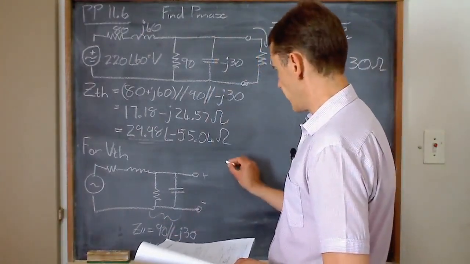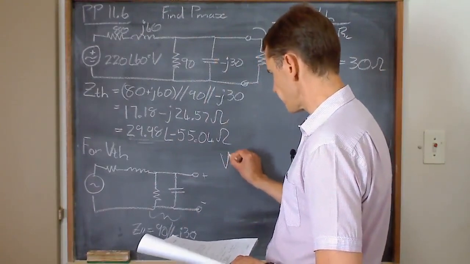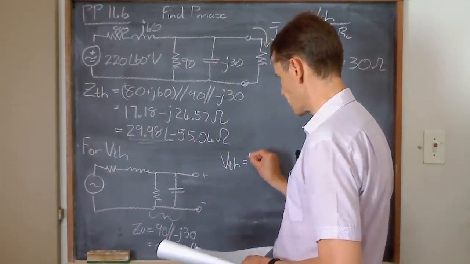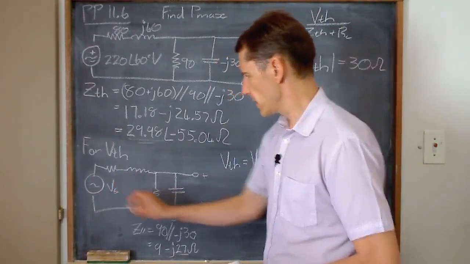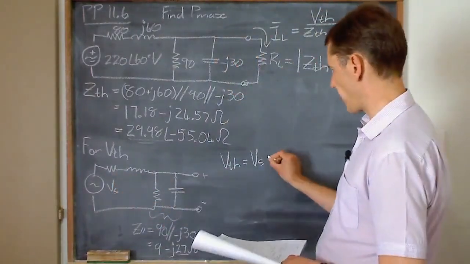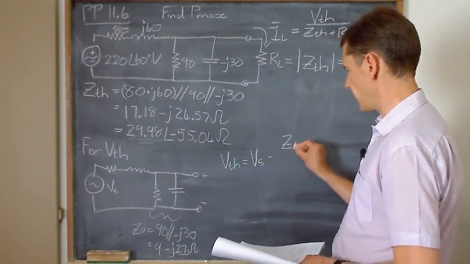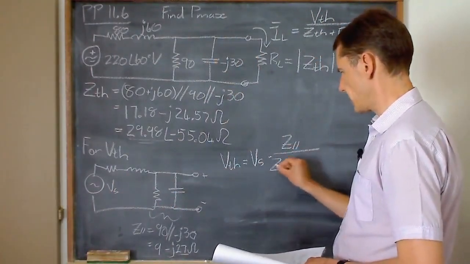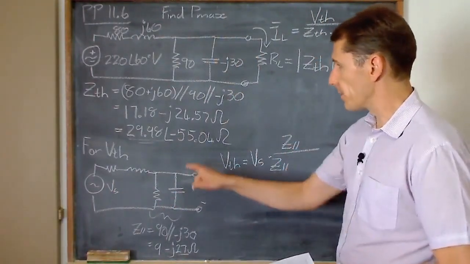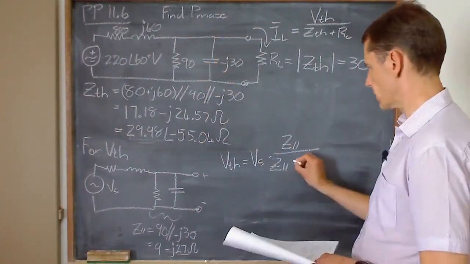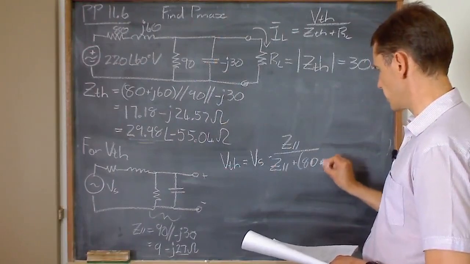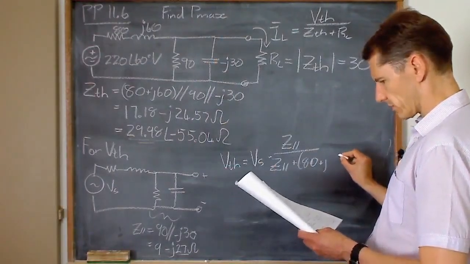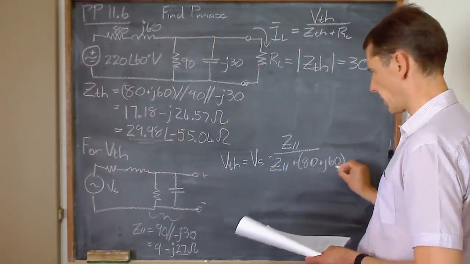Then I can say that V-Thevenin is going to be the source voltage. That's my Vs over there. And I'm looking for the voltage across this parallel combination. So it's Z parallel over Z parallel plus that 80 plus J60. Did I give it another name or something? No, I didn't. J60. Okay.